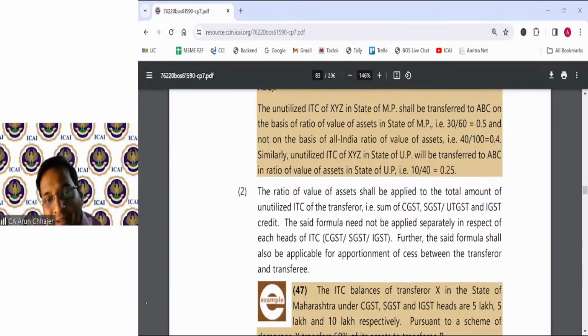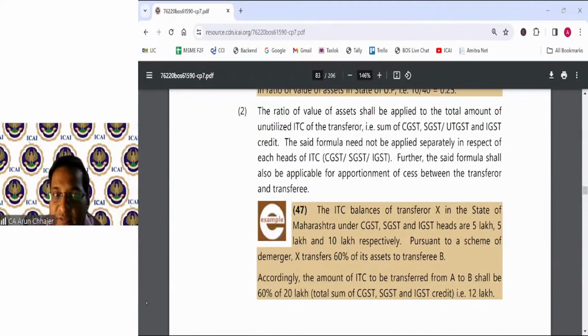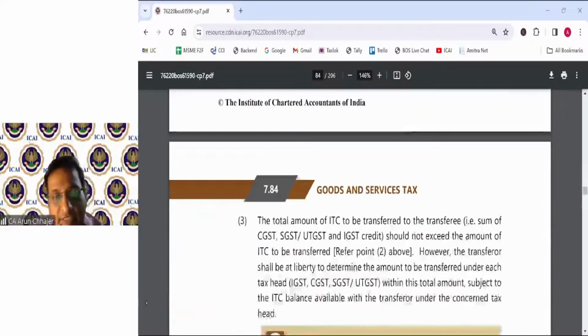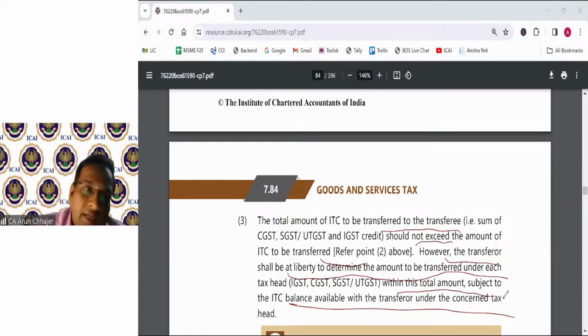The ratio of value of the asset shall be applied to the total amount of unutilized ITC. The said formula need not be applied separately in respect of each head of the ITC. Further, the said formula shall also be applicable for apportionment of cess between the transferor and the transferee. Okay. Total amount of the ITC to be transferred to the transferee shall not exceed the amount of the ITC to be transferred, as calculated. However, the transferor shall be at liberty to determine the amount to be transferred under each tax head within this total, subject to the ITC available under the concerned tax head.